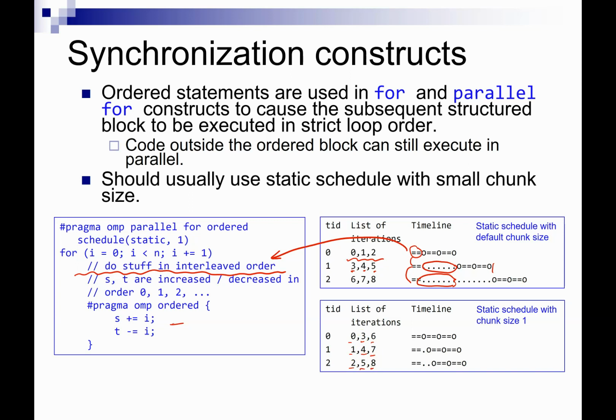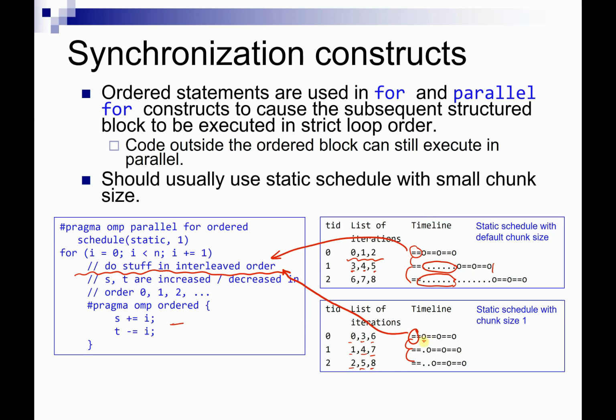Now if you execute this for loop with the ordered statement, again we have this part, which can be done in parallel. You see that this is being done in parallel across the 3 threads, and then you have to wait for the first iteration to finish. So that's what's happening over here.